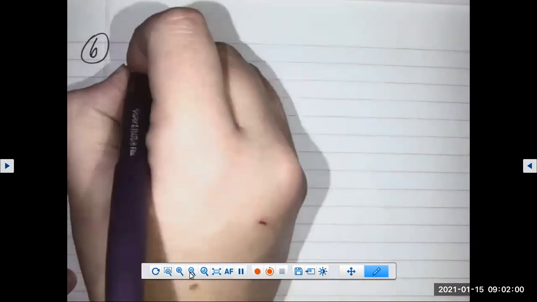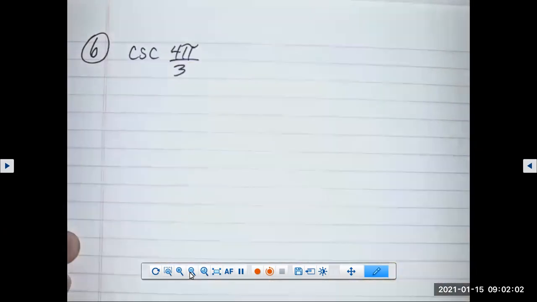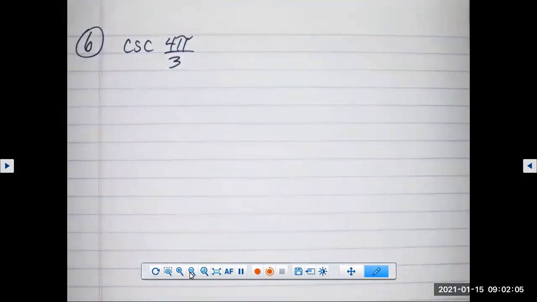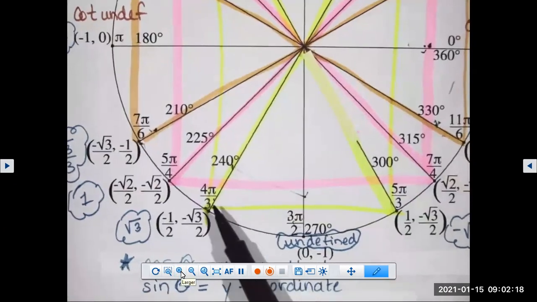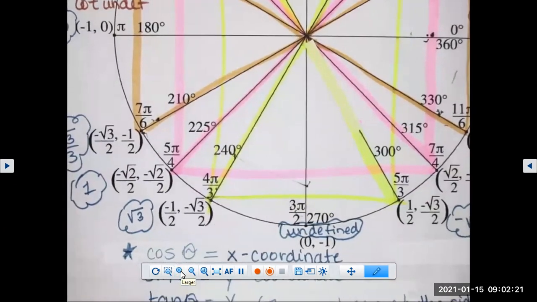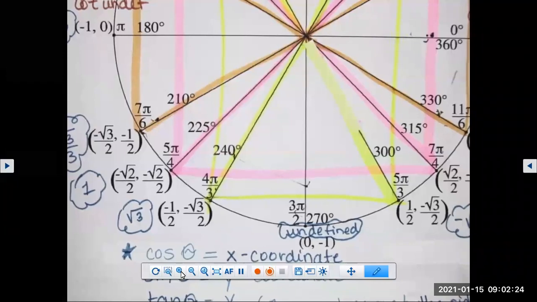Okay, cosecant of 4 pi over 3. Cosecant of 4 pi over 3. Okay, 4 pi over 3 is here. Cosecant, you need to find what basic trig function first. It's always opposite of what you think. Cosecant and sine go together. Or cosine and secant go together.